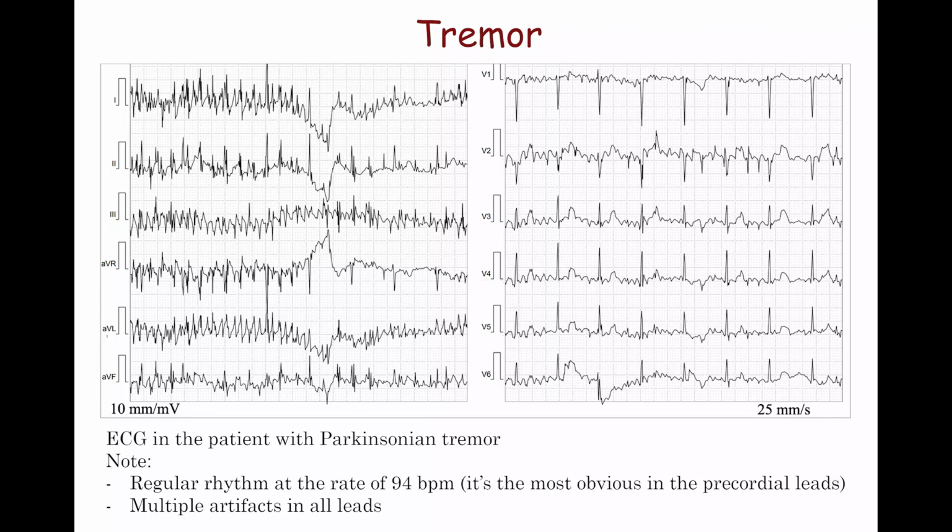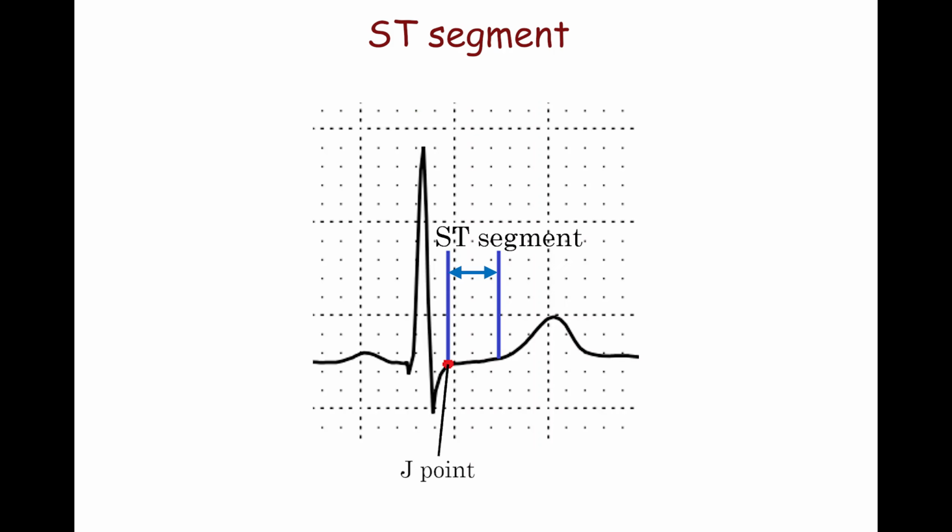Tremor artifacts are seen as regular or irregular deflections on the isoline. The ST segment is the portion of the ECG between the end of the QRS complex, called the J point, and the beginning of the T wave. It represents the interval between ventricular depolarization and repolarization. There are many causes of ST segment abnormalities, but the most common are myocardial infarction and myocardial ischemia.